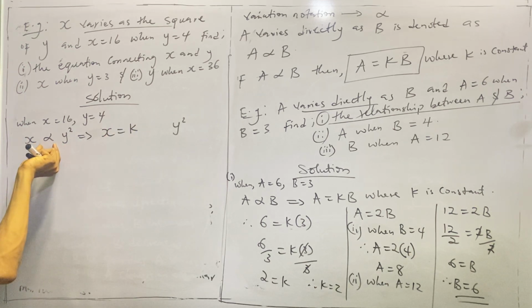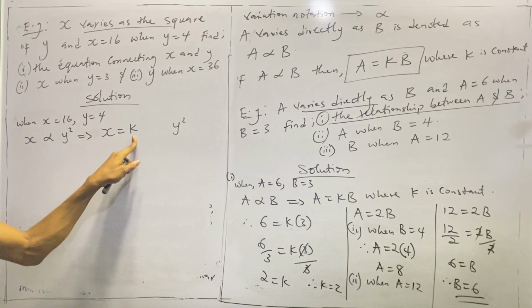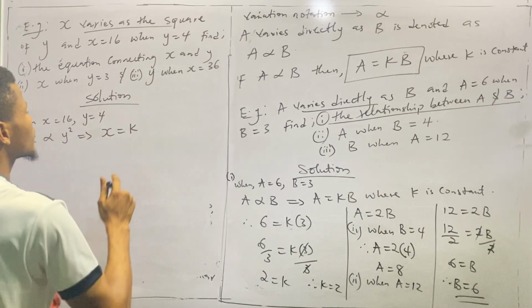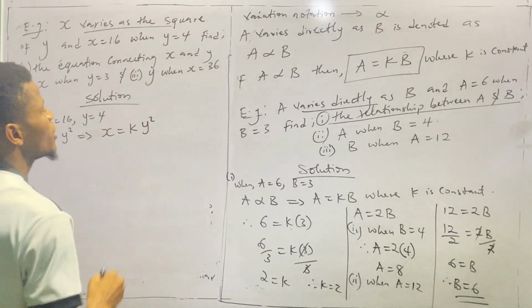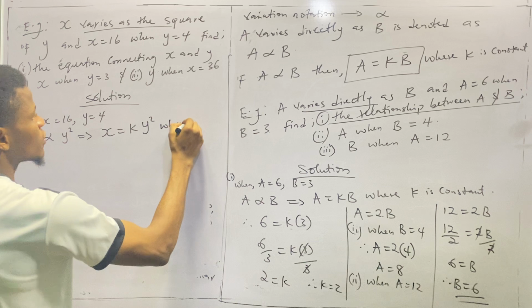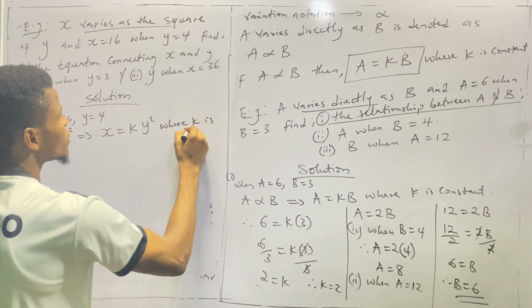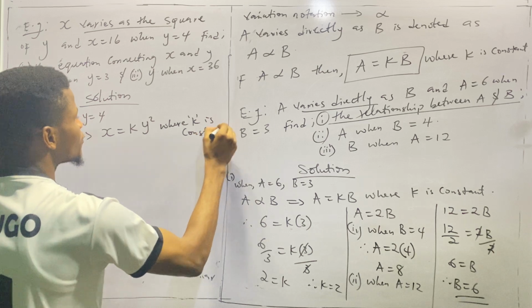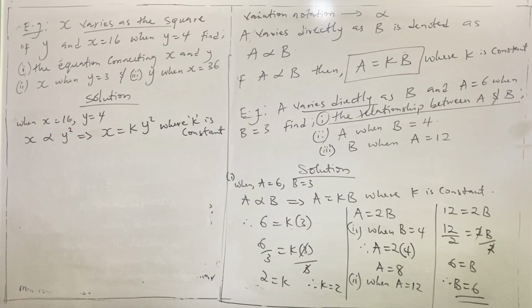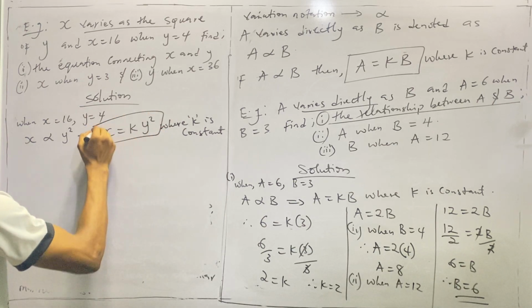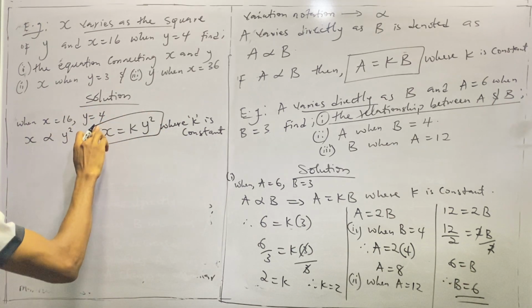So to bring equality between them, we introduce a constant, all right? It is the constant that will bring the equality between the two quantities. So x varies as k y squared, where k is constant. Okay? So from here, this is our equation.